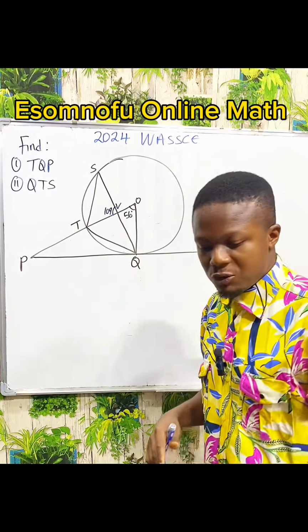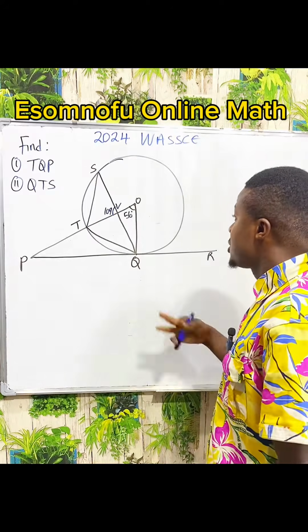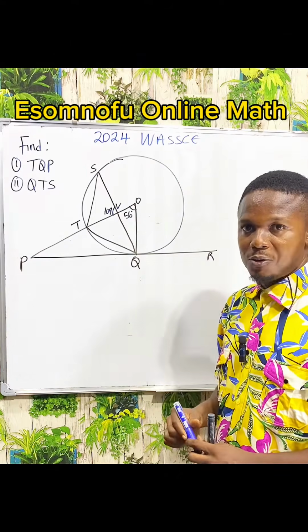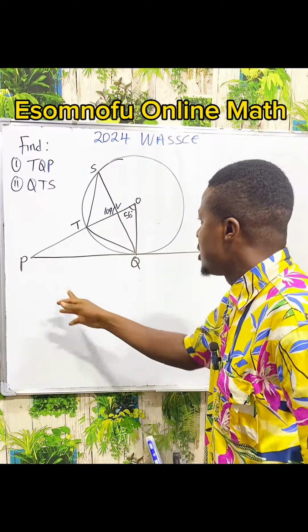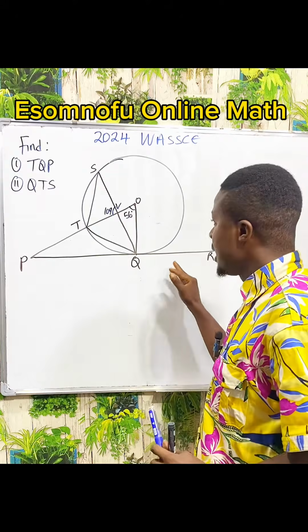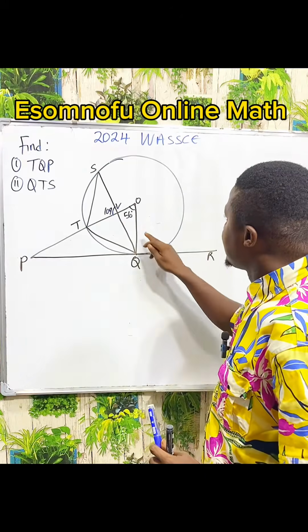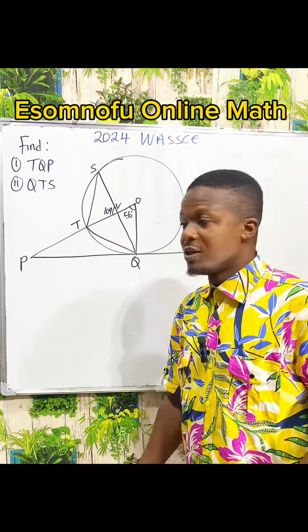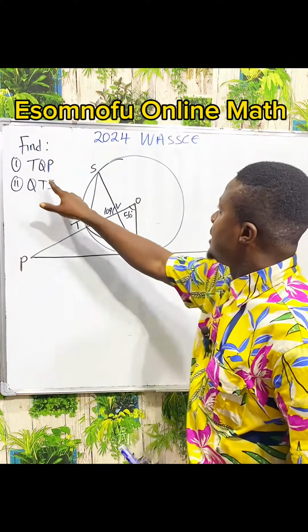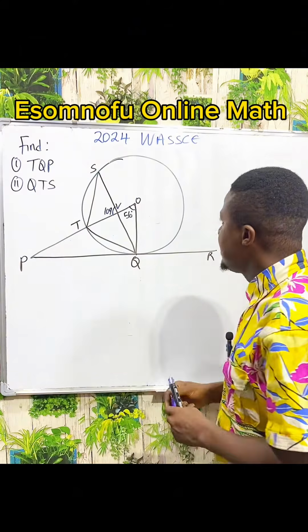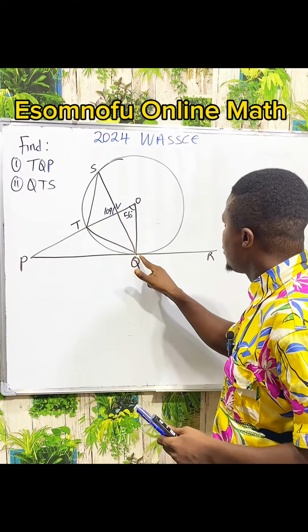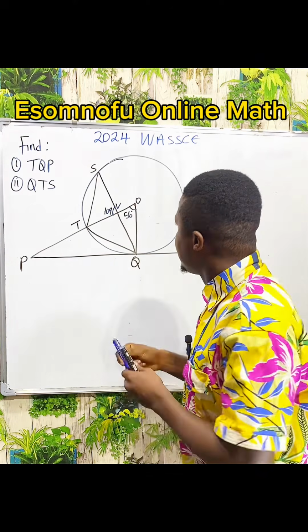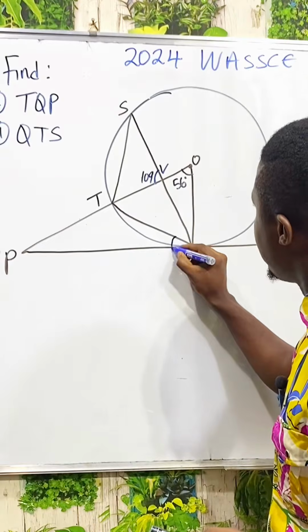Now, if you don't know the circle theorems properly, this question might seem very difficult for you. So there are so many instructions here. We are told that this line here, PQR, is a tangent. Then this is a radius. We have so many chords, and O is the center of the circle. Now, angle TQP, this angle, that is the angle we need.